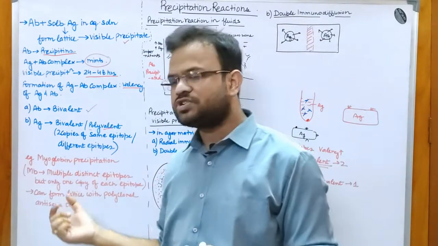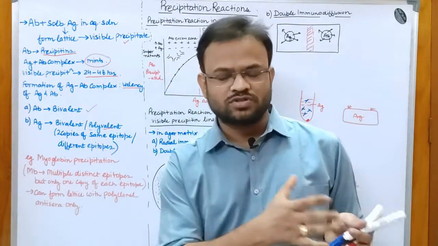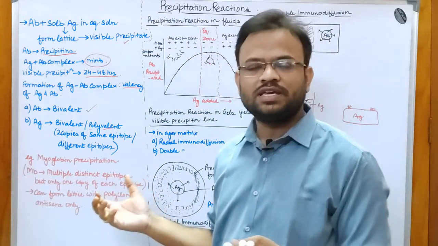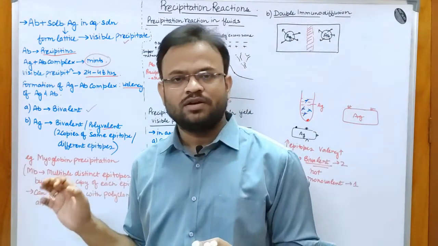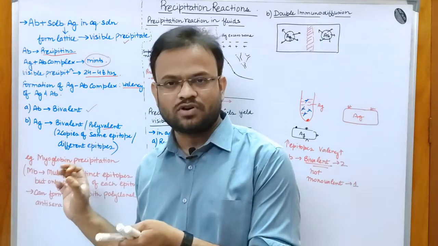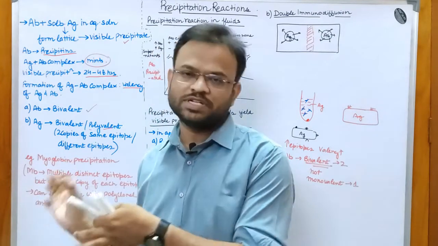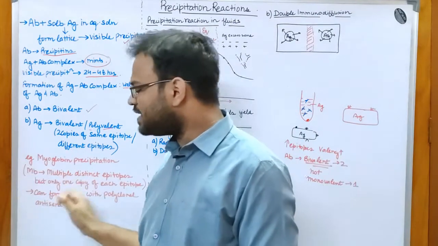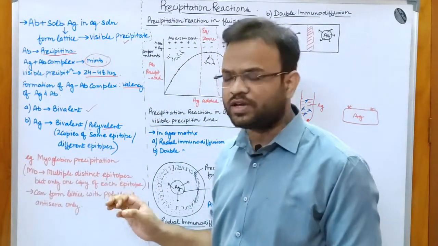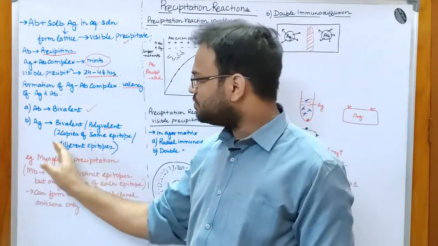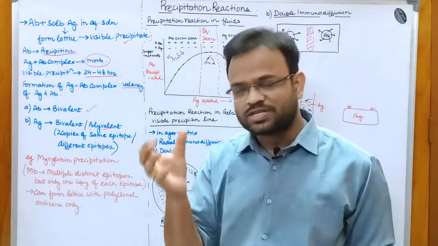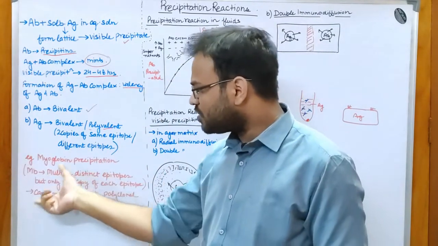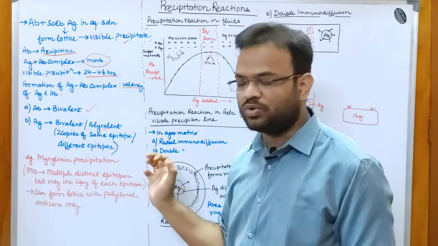It is required for the storage of oxygen in the muscles. That is the function of myoglobin. So why am I telling you about myoglobin over here? Because this bivalent and polyvalent concept was obtained from this myoglobin experiment only.